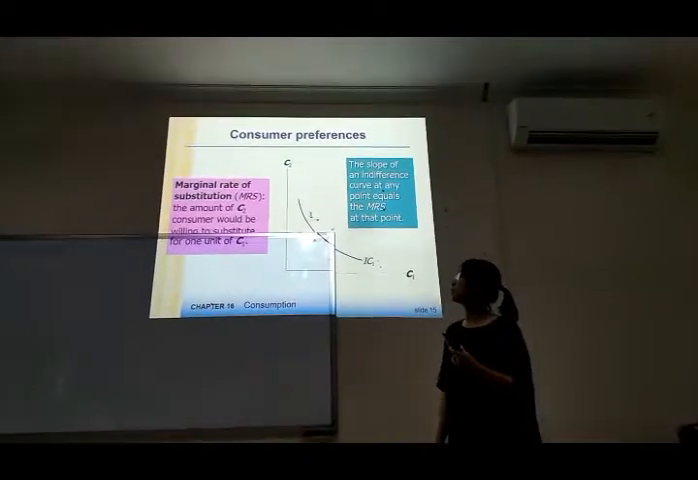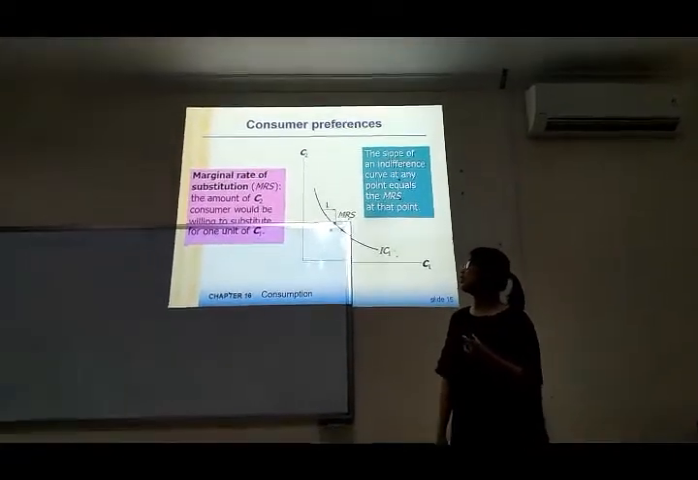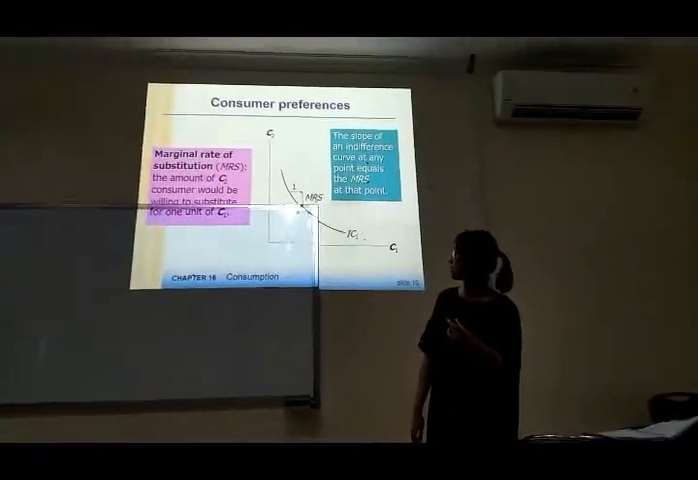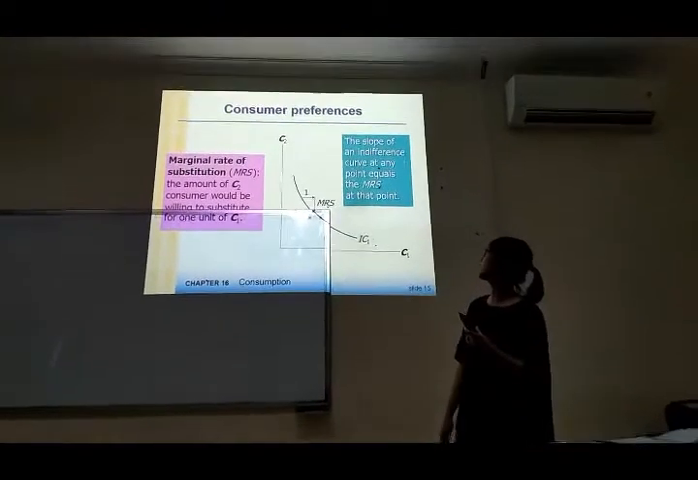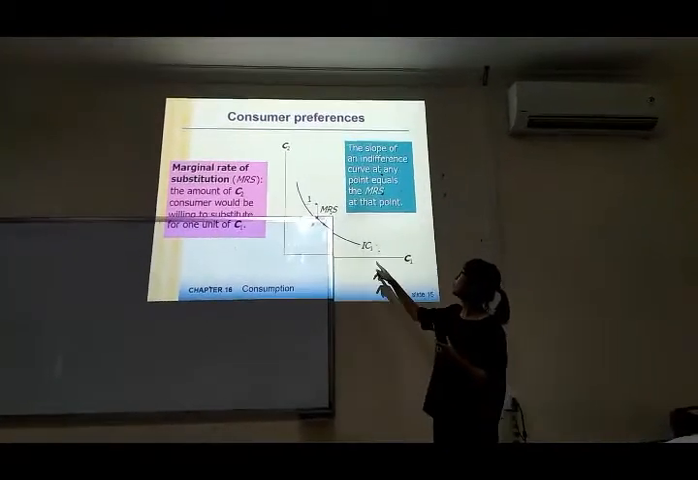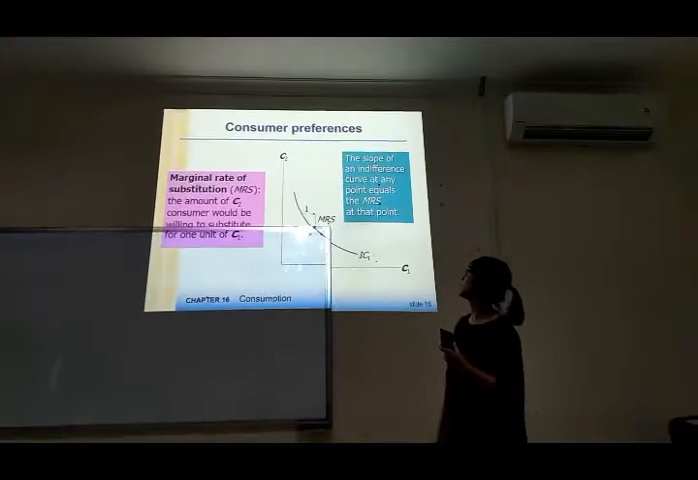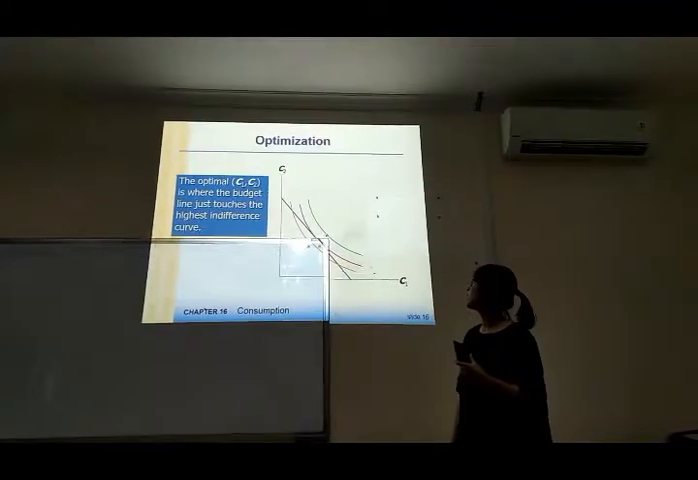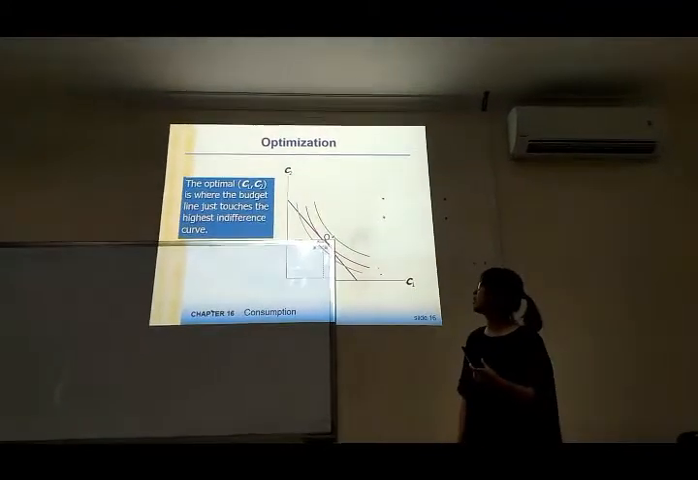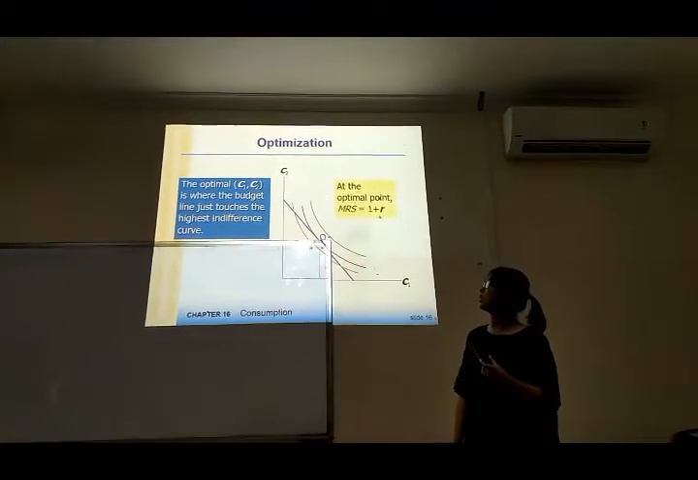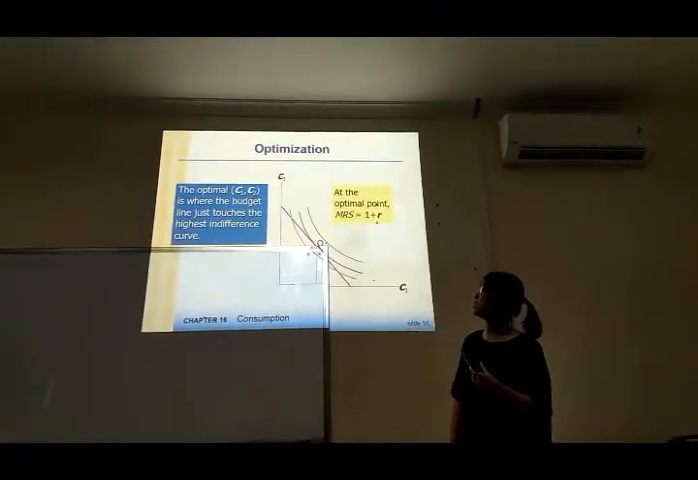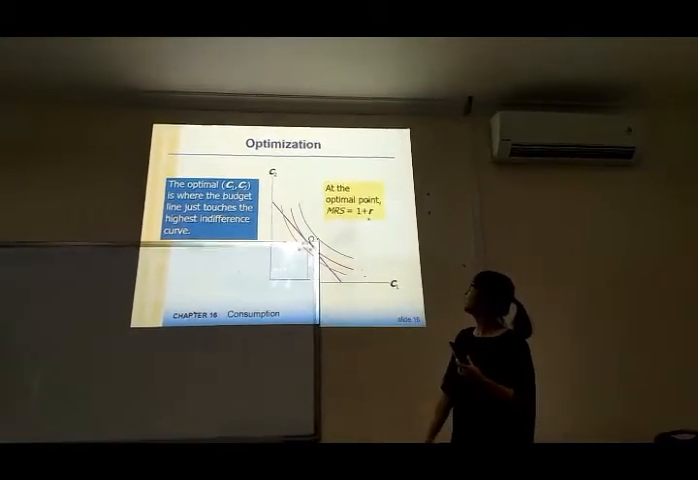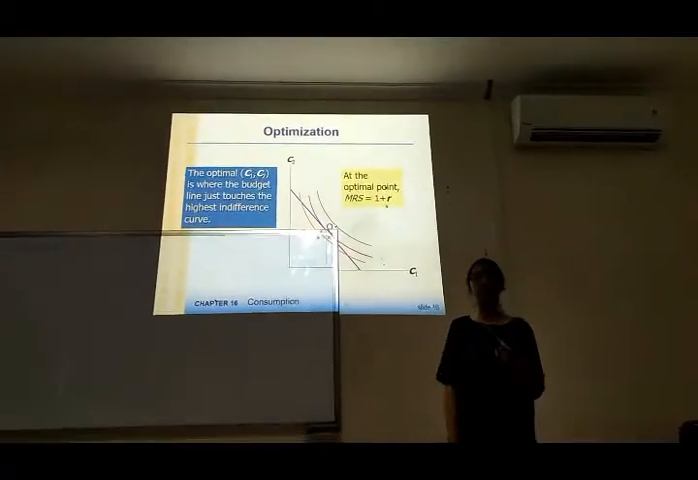Next is the marginal rate of substitution, or MRS, the amount of C2 the consumer would be willing to substitute for 1 unit of C1. The slope of any indifference curve at any point equals the MRS at that point. Next is optimization. The optimal C1, C2 is where the budget line just touches the highest indifference curve. The blue line is the budget line, and at the optimal point the MRS equals 1 plus R.